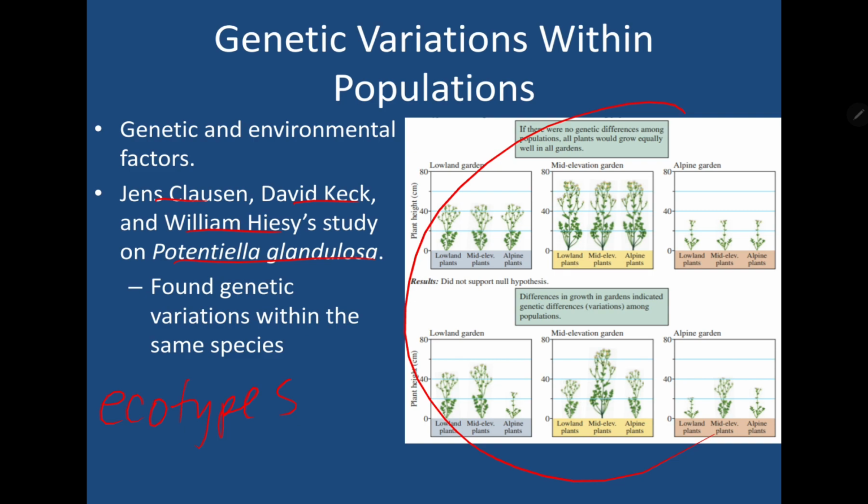Okay? Ecotypes are populations of the same species that are genetically distinct from each other. But since they're still of the same species, they can still interbreed. Okay? To help you understand this better, the alpine plants, mid-level elevation plants, and lowland plants, these are all ecotypes. They're of the same species, but they're still genetically distinct.